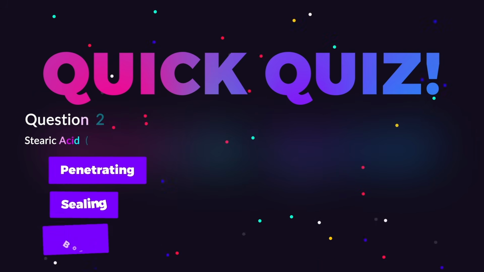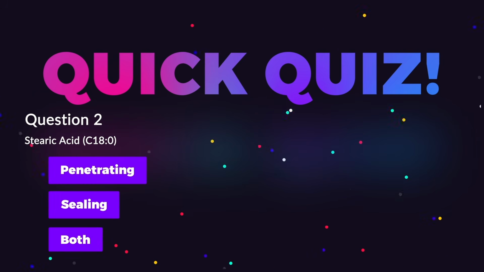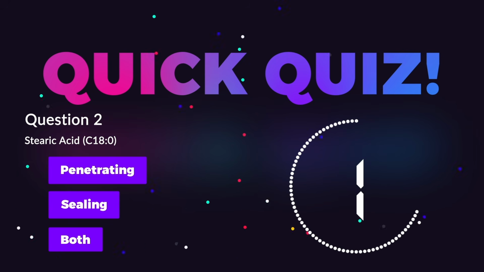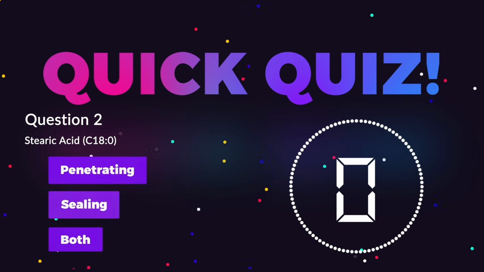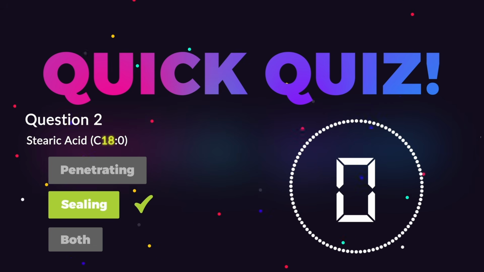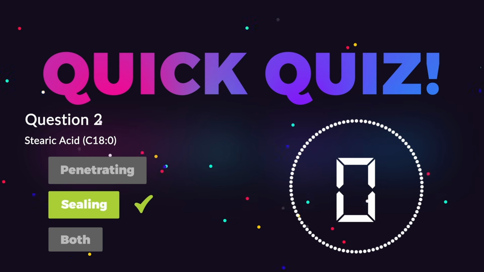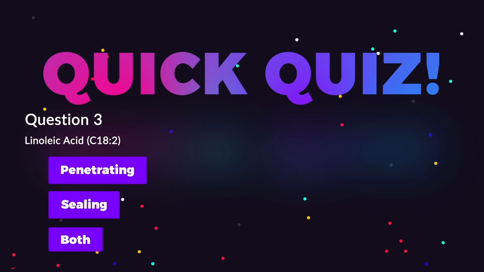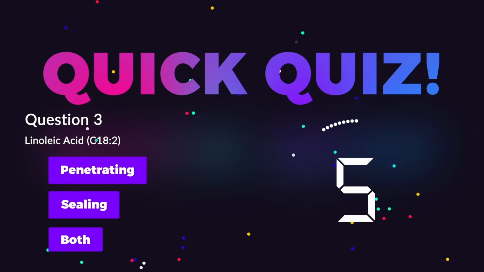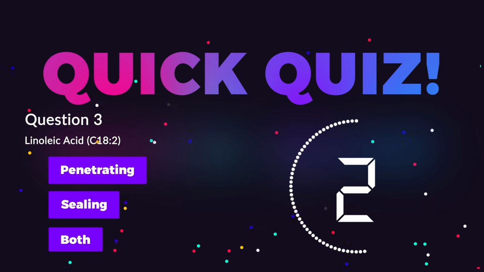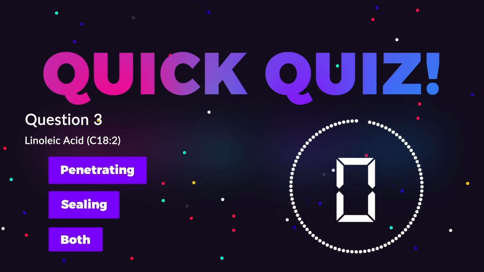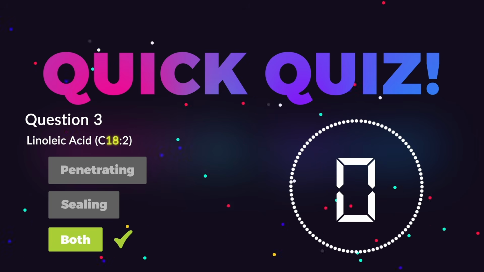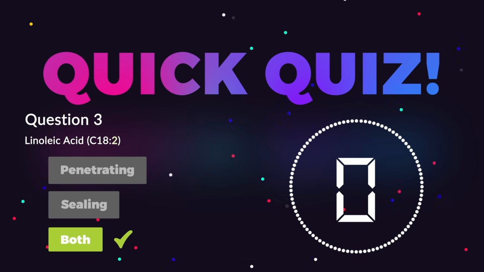Okay, is this fatty acid penetrating, sealing, or both? If you said sealing, you're correct. This number is over 15, and this number is 0. And is this fatty acid penetrating, sealing, or both? If you said both, you're correct. This number is over 15, and this number is 1 or more.